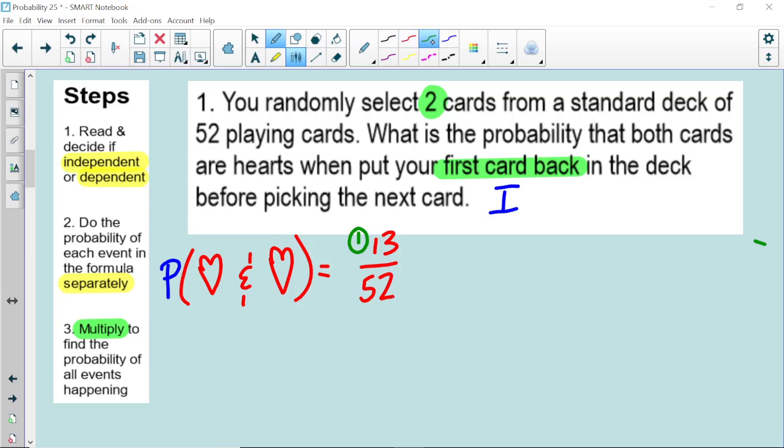Now we're going to do the second event separately. So let's say Kimmy took a heart and put it back in. Now we got our standard deck of cards, all the cards in them still. We put that heart back. Now what's our chance to get a second heart? How many hearts are there? There's still 13. Out of how many total cards? 52. So the second event is also 13 over 52.